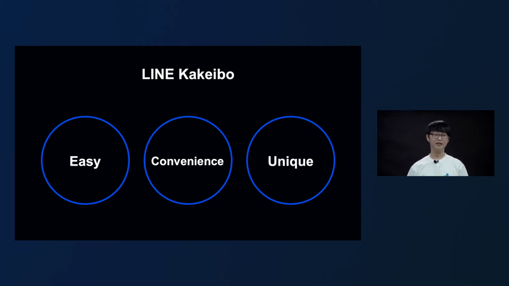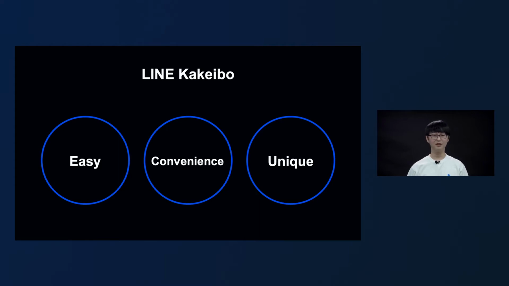Because Line Kakeibo is provided through Line, users can easily start using the service just by going through the agreement process. The service can be accessed using Line, so the users do not have to download a separate application, but can if they want to. So the service is easier to access, more approachable, but this is not what makes Line Kakeibo distinguishable from others.